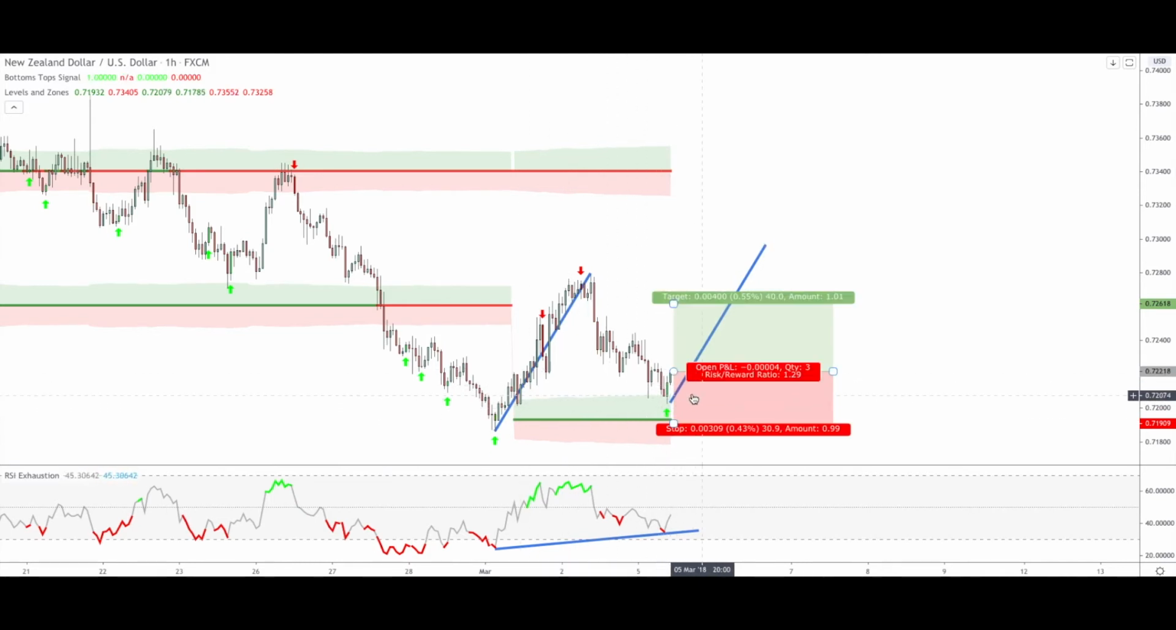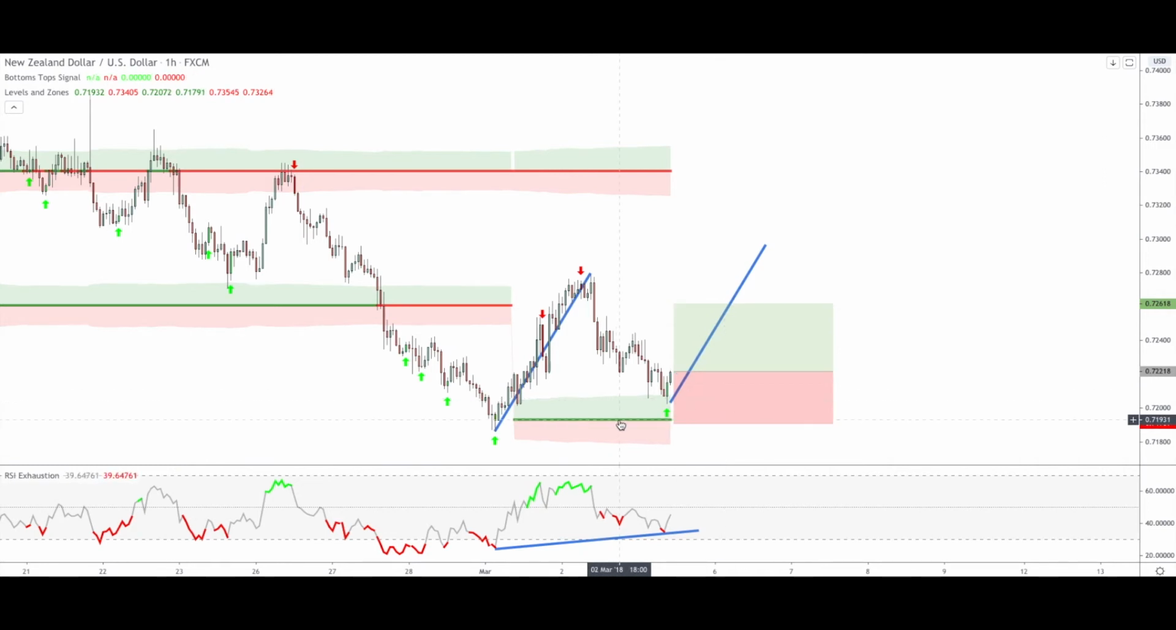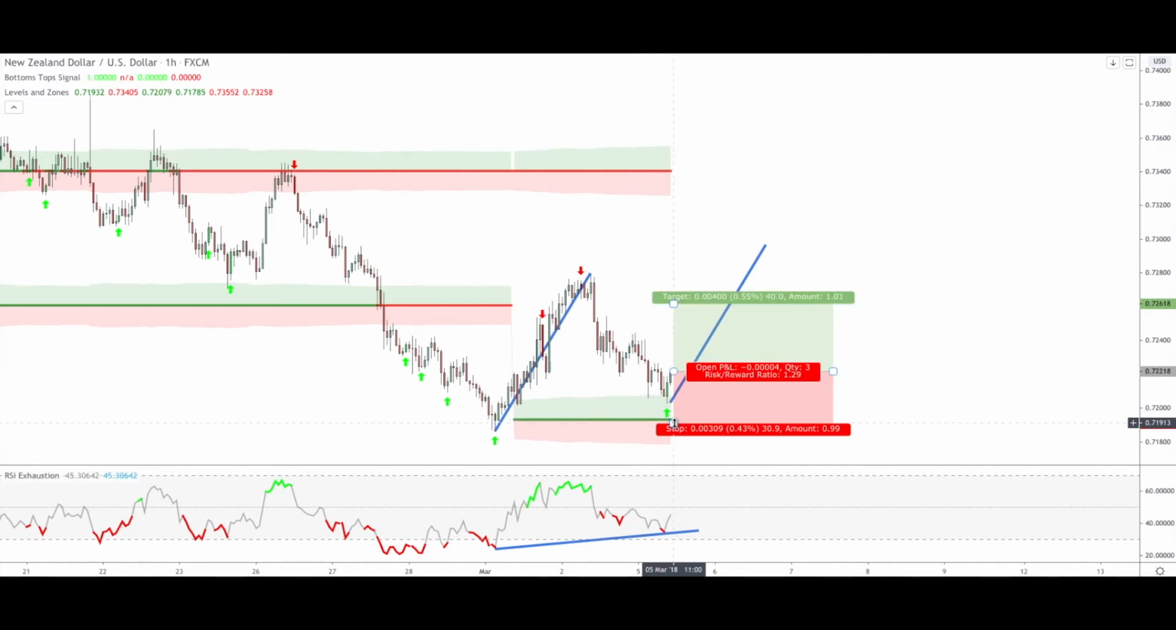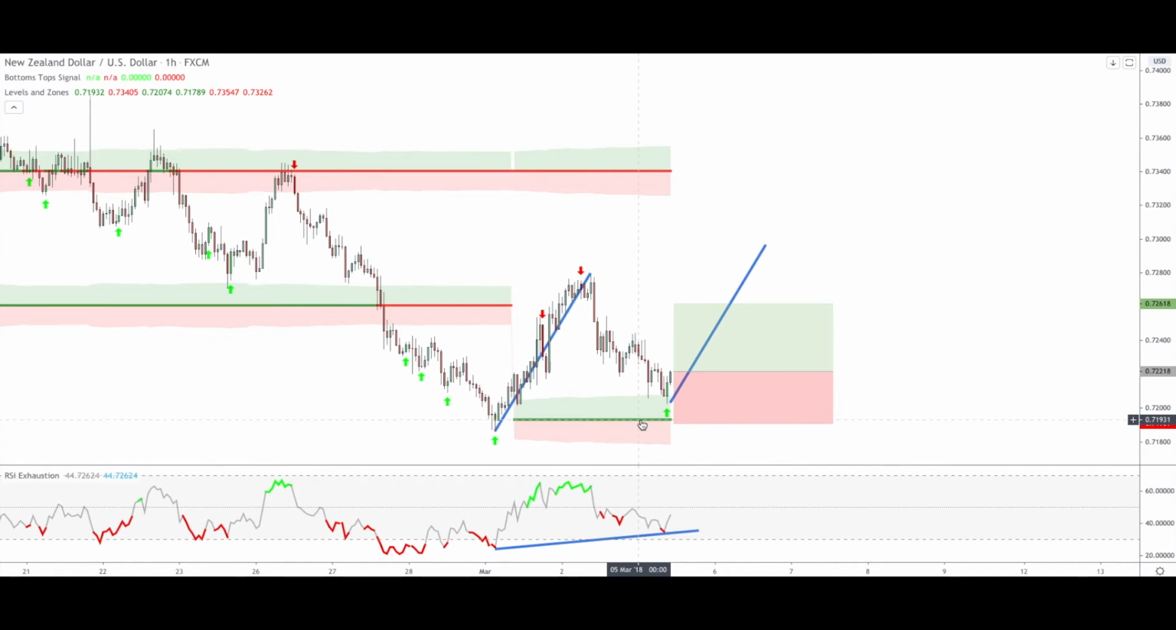So the price should stop within this area, or at most, if it comes down further, then it will be stopped by the support here. So we are protected enough if we set our stop loss to be below the support that we have here.